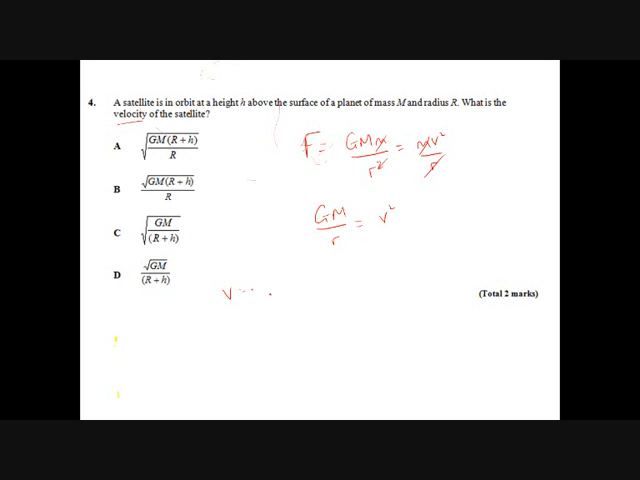So v equals the square root of GM over r. Only in this case we're at a radius big R and we're at height h above that, so that gives us the square root of GM over (R plus h), the whole of that being in the square root sign, which makes it C again.